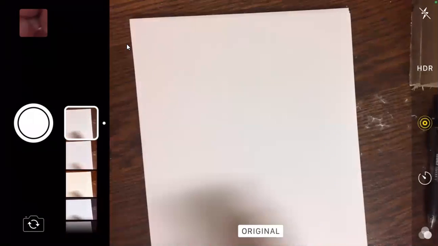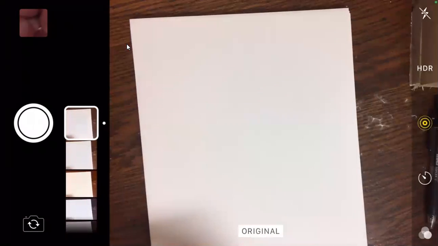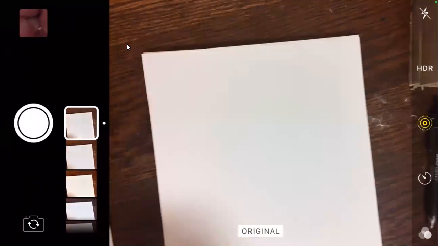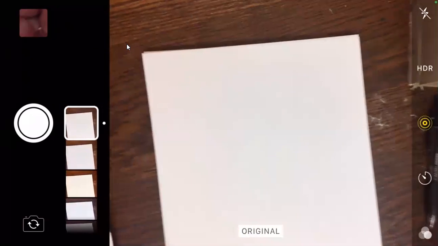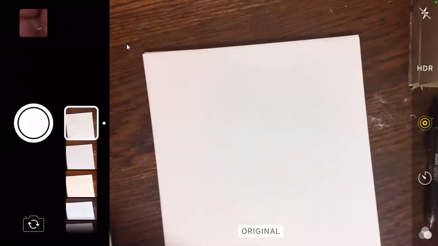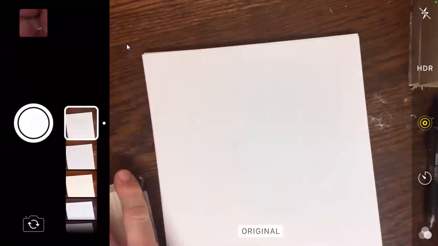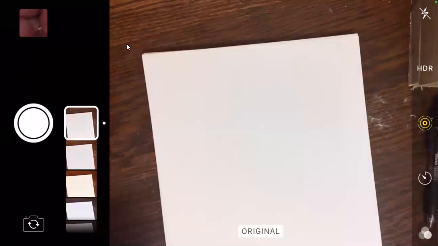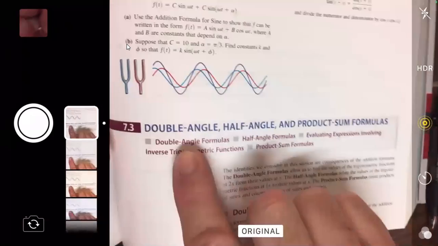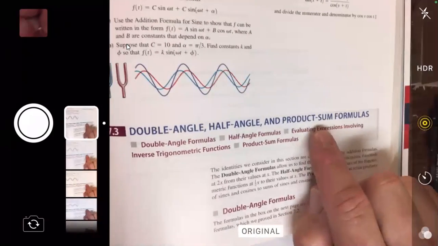So let's show you what's going on in 7.3. It's going to be more formulas. Chapter 7 buries you in formulas. So, 7.3, show you the groups. They kind of group them out: double angle, half angle, product, sum formulas.